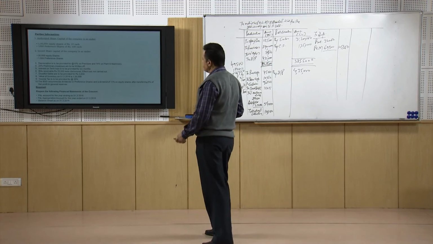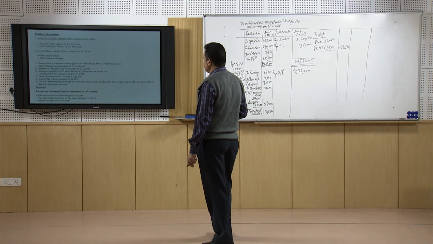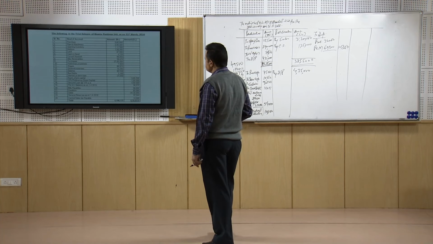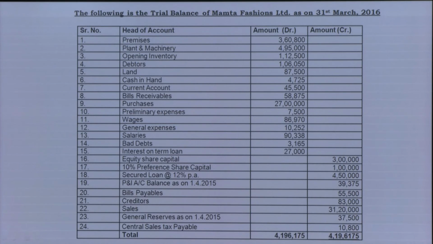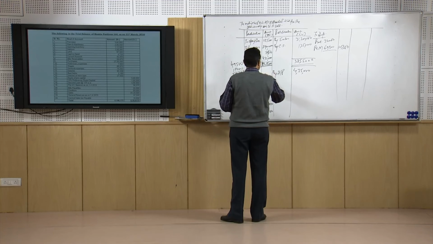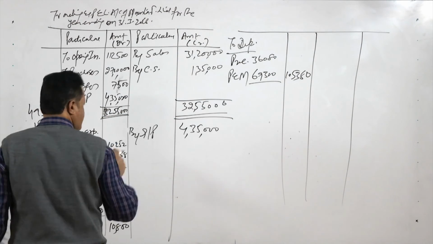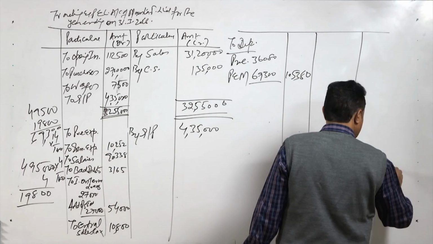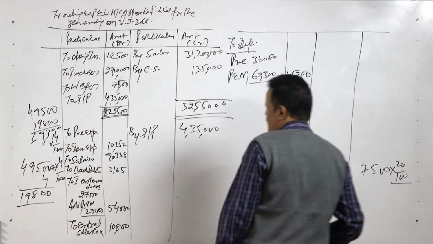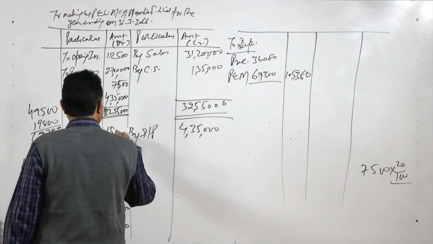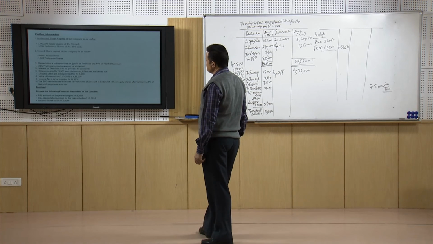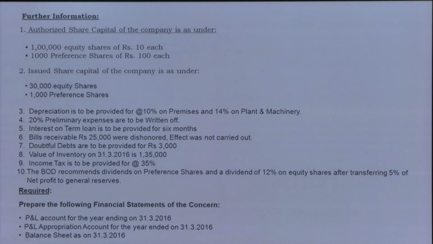Preliminary expenses are to be written off at 20%. The total preliminary expenses given to us is 7,500. Sorry, we do not have to take the total; we have to provide only for 20%. So the total is 7,500, that will go to the balance sheet, and out of this we have to take 20%. It means we only debit 1,500 in the profit and loss account of this year. Then we take the other items: depreciation we have taken, preliminary expenses we have taken.